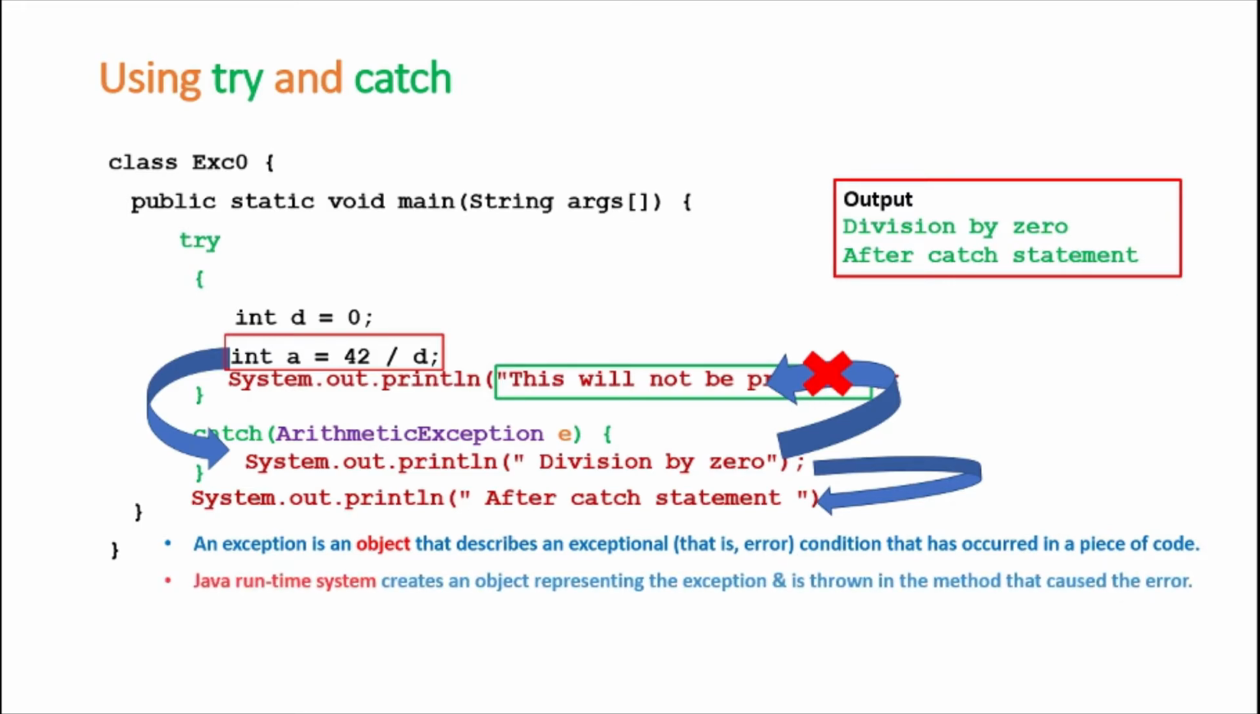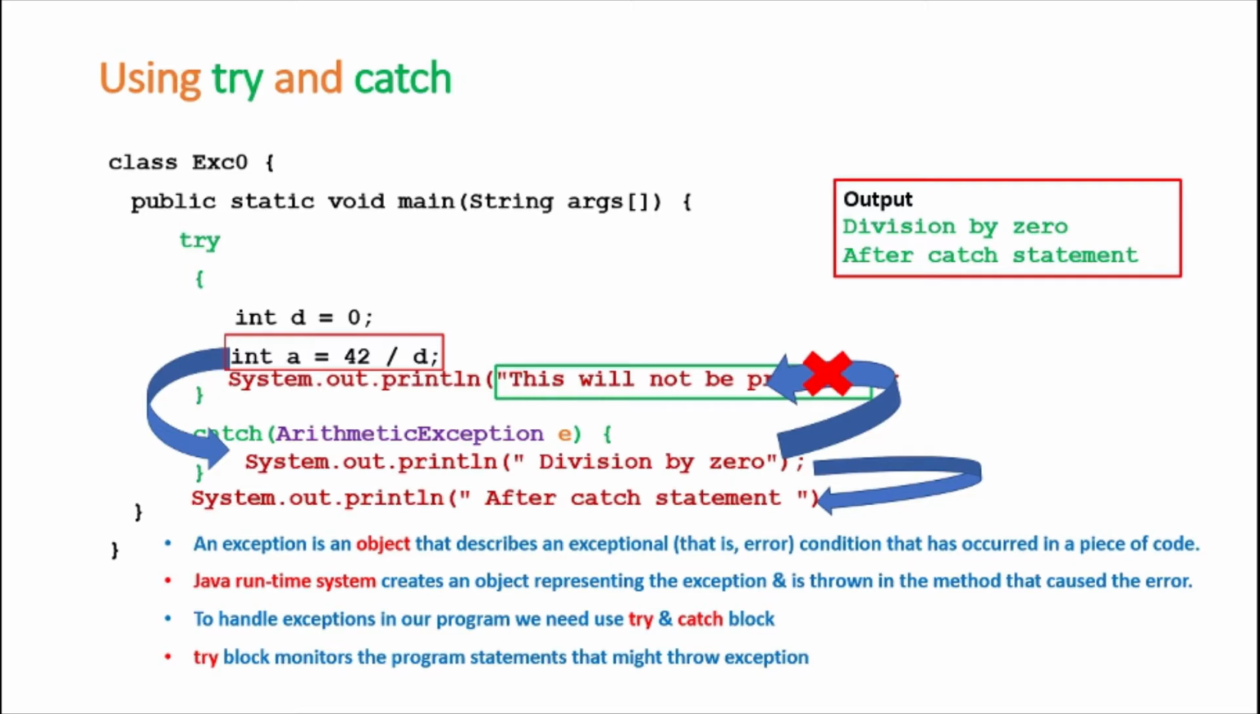Java runtime system creates an object representing the exception, and it is thrown in the method that caused the error. To handle exceptions in our program, we need to use try and catch block. Try block monitors the program statements that might throw exception. Catch block catches the exception that is thrown by its corresponding try block, right? Yeah.